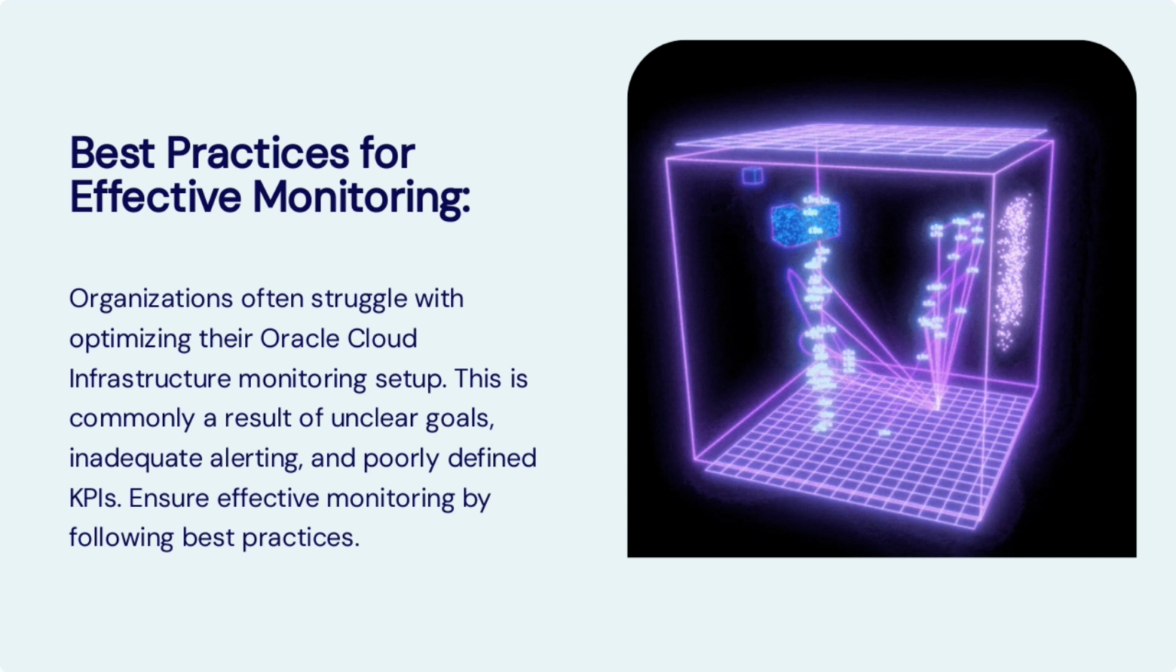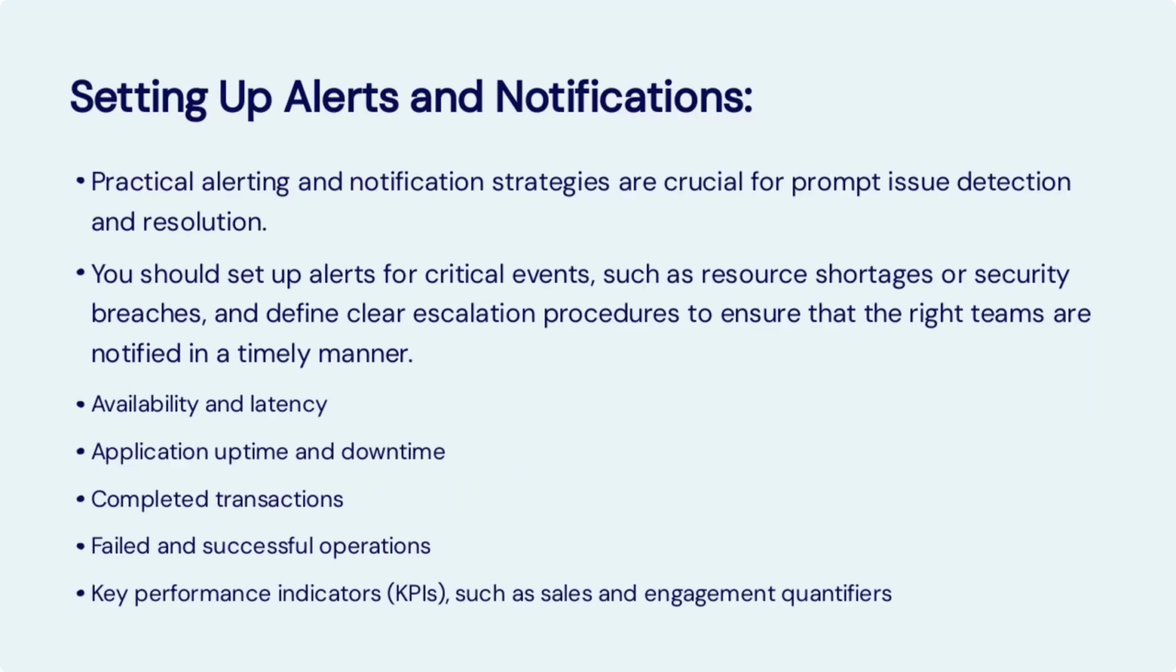Organizations often struggle with optimizing their Oracle Cloud infrastructure monitoring setup. This is commonly a result of unclear goals, inadequate alerting, and poorly defined KPIs. Ensure effective monitoring by following best practices. Practical alerting and notification strategies are crucial for prompt issue detection and resolution. Setting up alerts for critical events, such as resource shortages or security breaches, and defining clear escalation procedures to ensure that the right teams are notified in a timely manner is essential. Monitoring for availability and latency, application uptime and downtime, completed transactions, failed and successful operations, and key performance indicators, KPIs, such as sales and engagement quantifiers, is vital for maintaining a robust Oracle Cloud infrastructure.